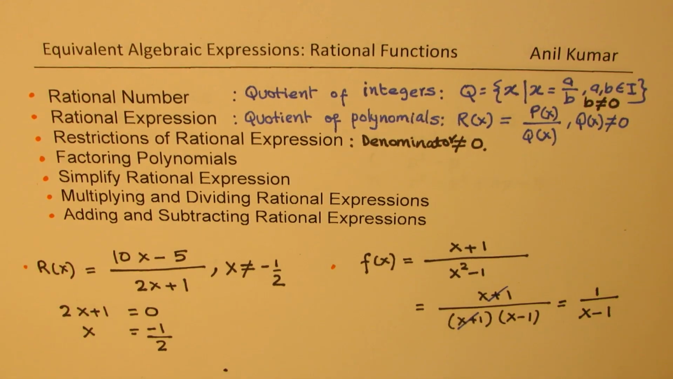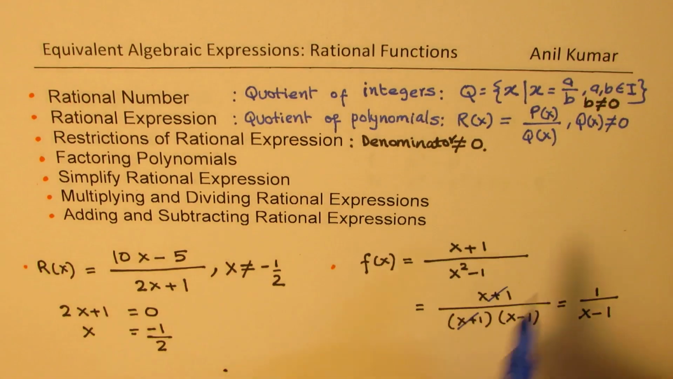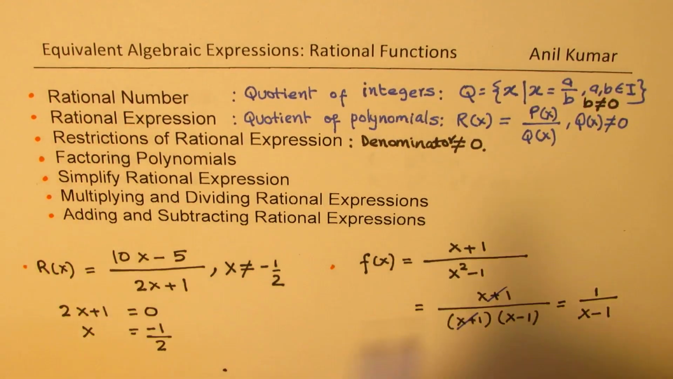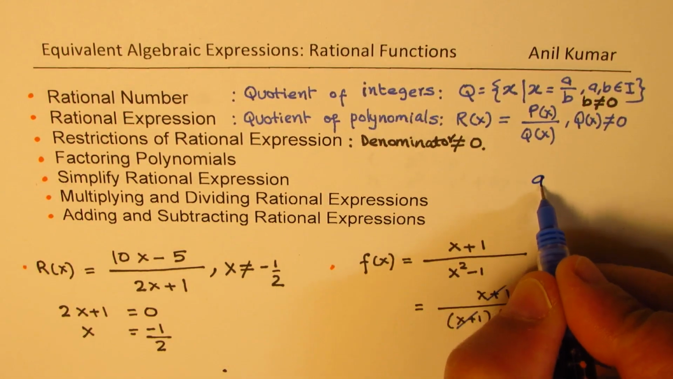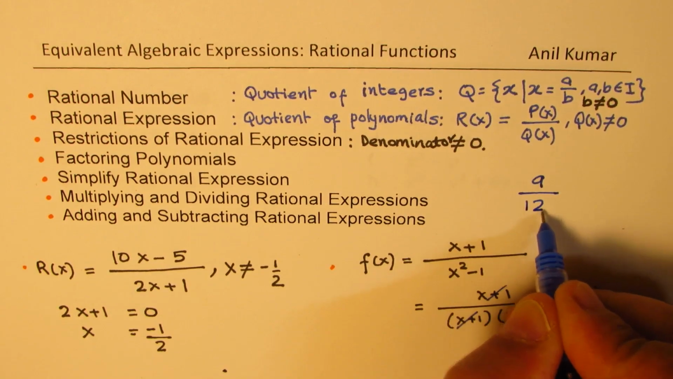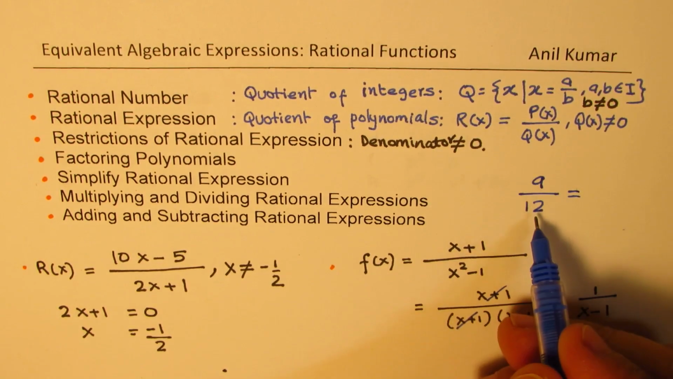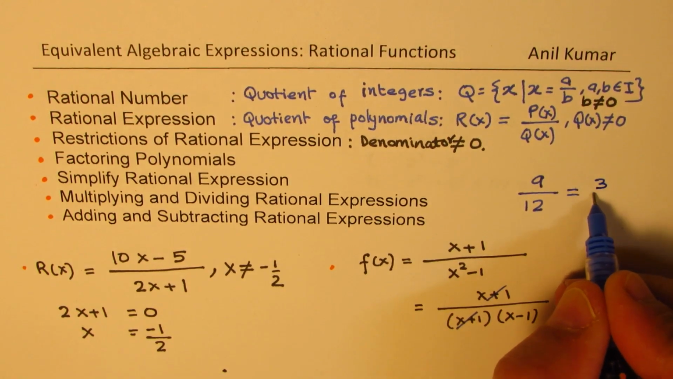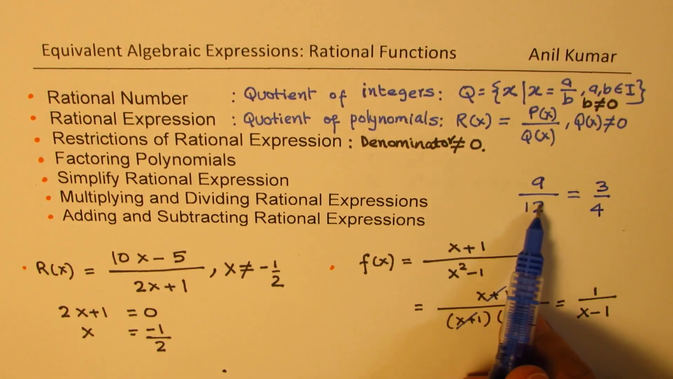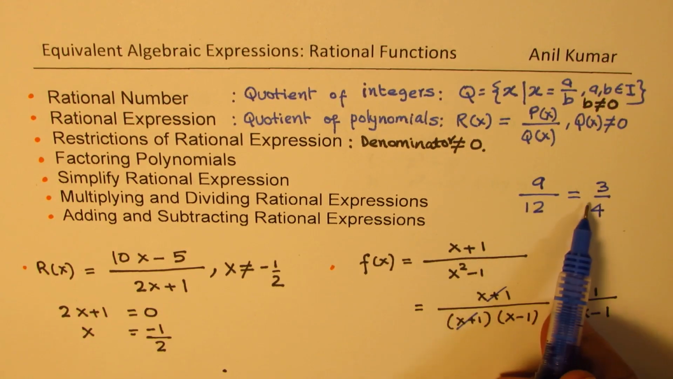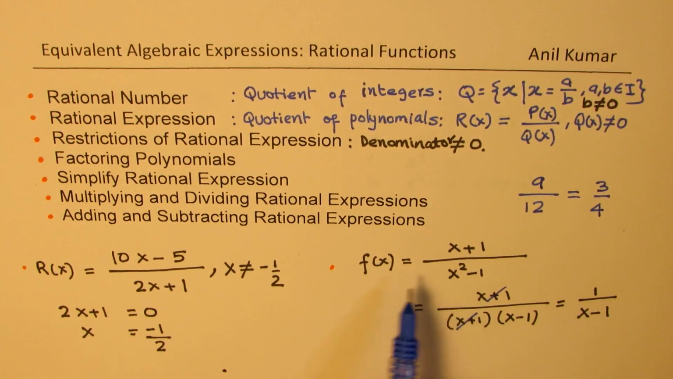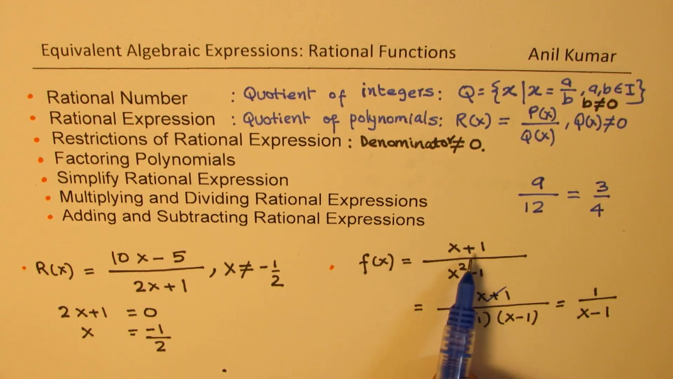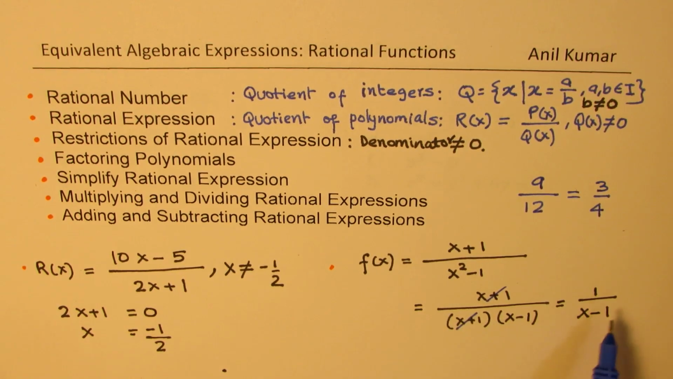Think about a parallel thing in rational numbers. For example, if I have 9 over 12, we could divide them both by 3 and write this as 3 over 4. Now these are equivalent rational numbers. However, in the case of rational expressions, if we write it like this, the statement will not be quite true.